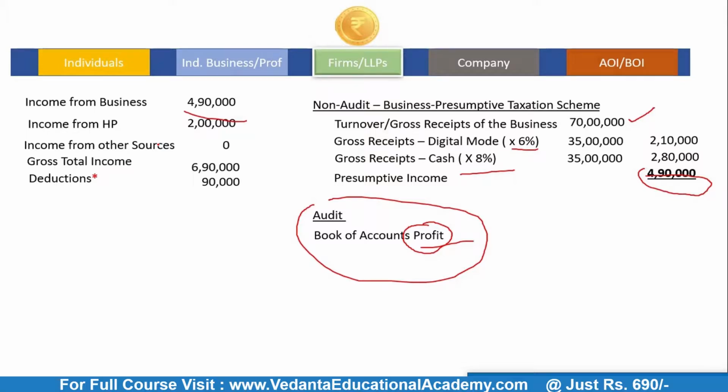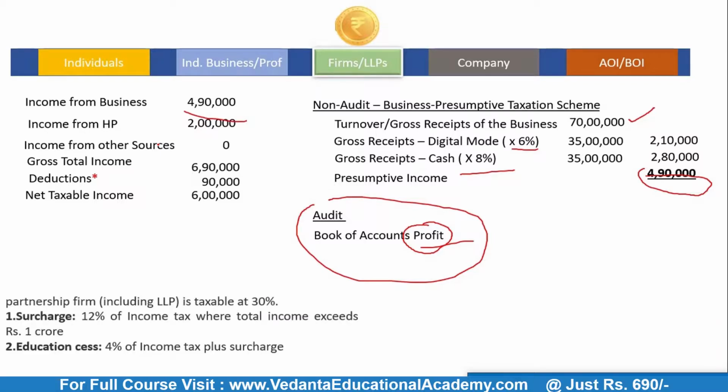So out of the total income of rupees 6,90,000, the partnership firm has donated rupees 90,000 to some X. So the net taxable income will be 6 lakhs. For a partnership firm there are no income tax slabs as available for an individual. For a partnership firm the flat rate of 30% is taxable. The partnership firm including LLP is taxable at 30%. Again, the surcharge of 12% will be applicable where the total gross receipts or turnover exceeds 1 crore. At the same time, 4% cess will be applicable on the total tax liability.